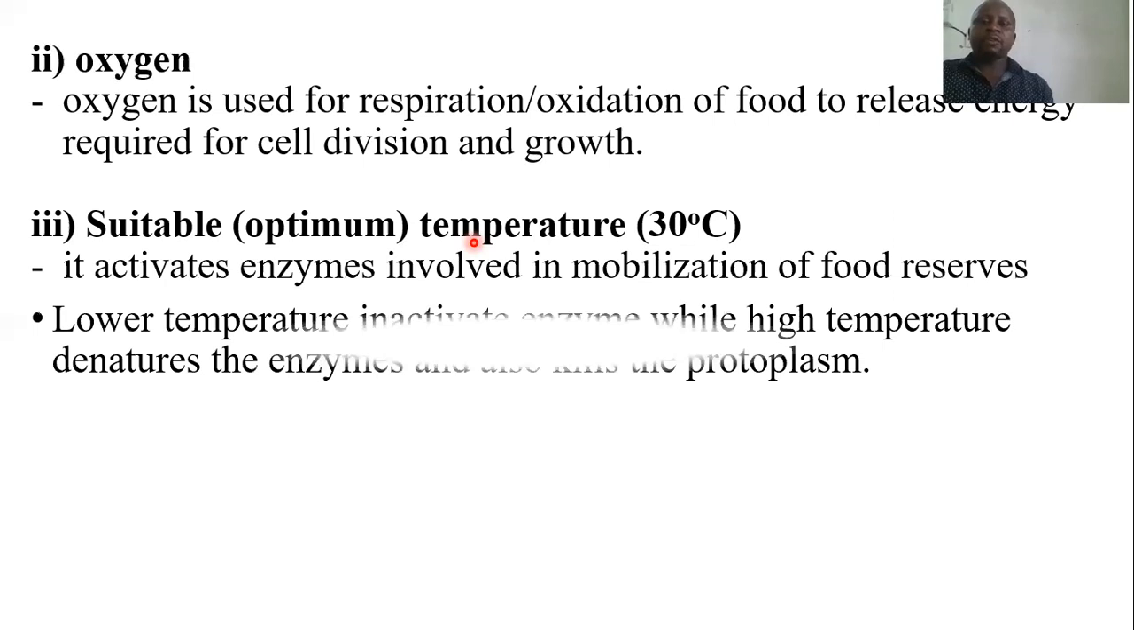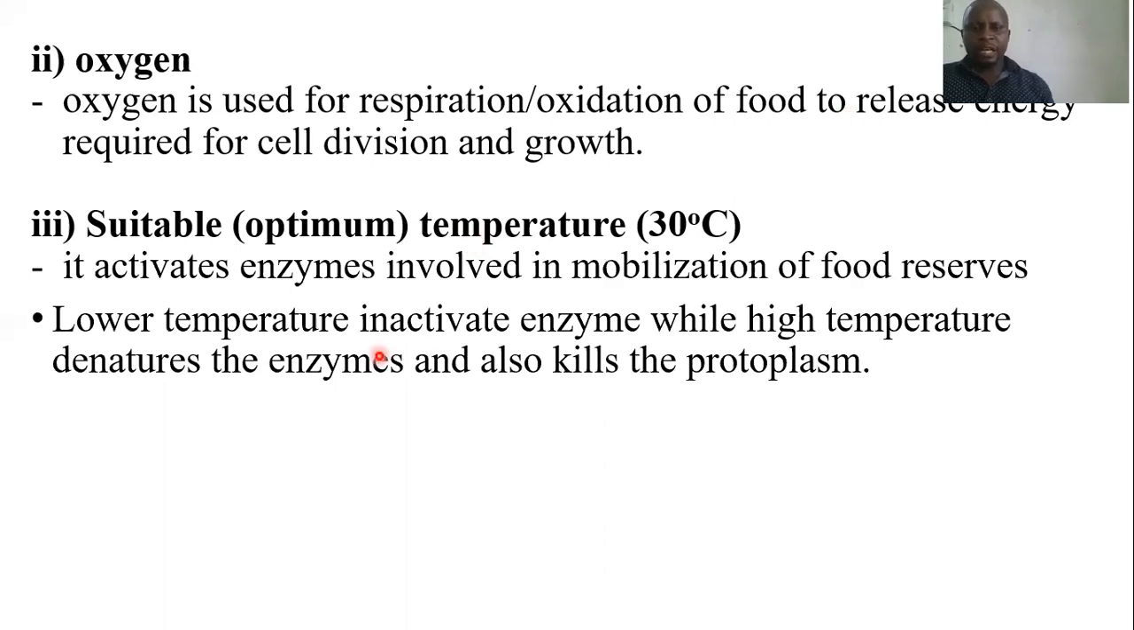Apart from that, we have also learned that lower temperature will tend to inactivate enzymes, while high temperature will denature the enzymes. And apart from that, it will also kill the protoplasm. Protoplasm refers to the cytoplasm, the cell sap and all the organelles that are found within the cell. That is what is collectively known as protoplasm.